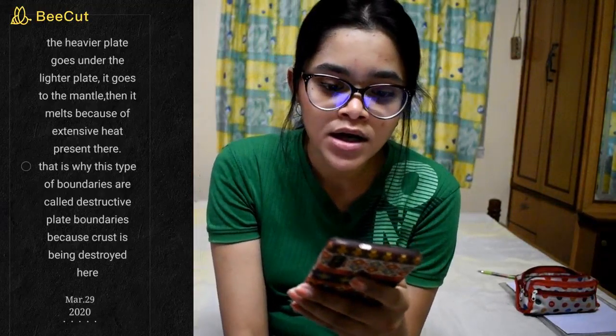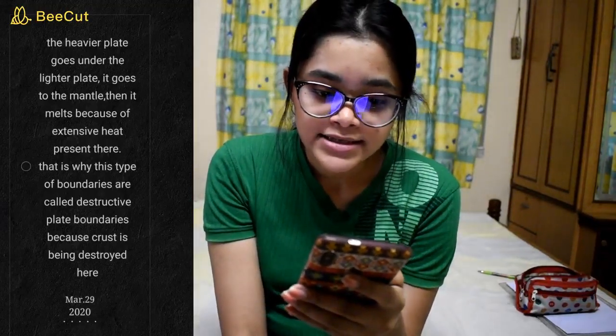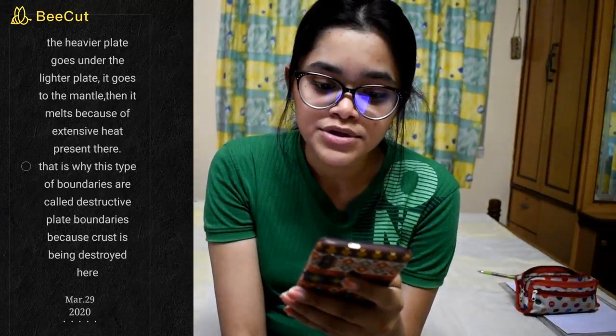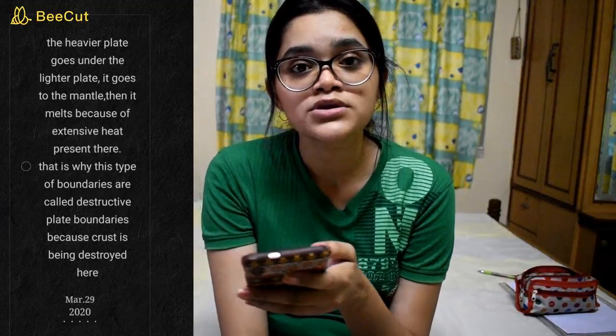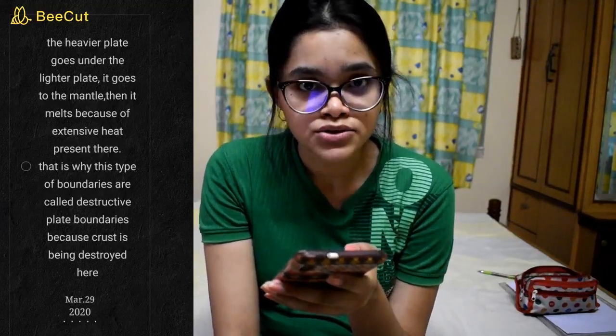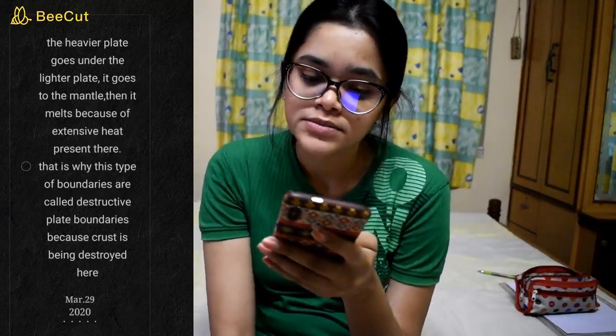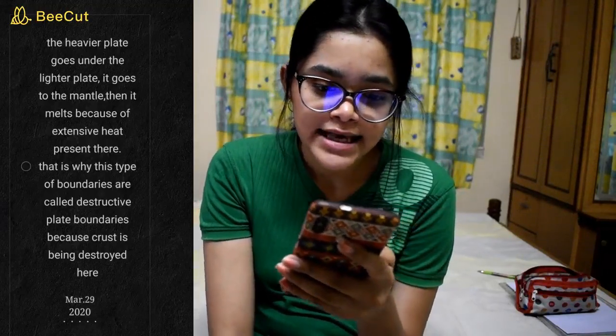So moving on, that is why this type of boundary is called a destructive plate boundary. Why are they called destructive plate boundaries? Because a part of the crust is being destroyed in this collision. So what is the next thing?